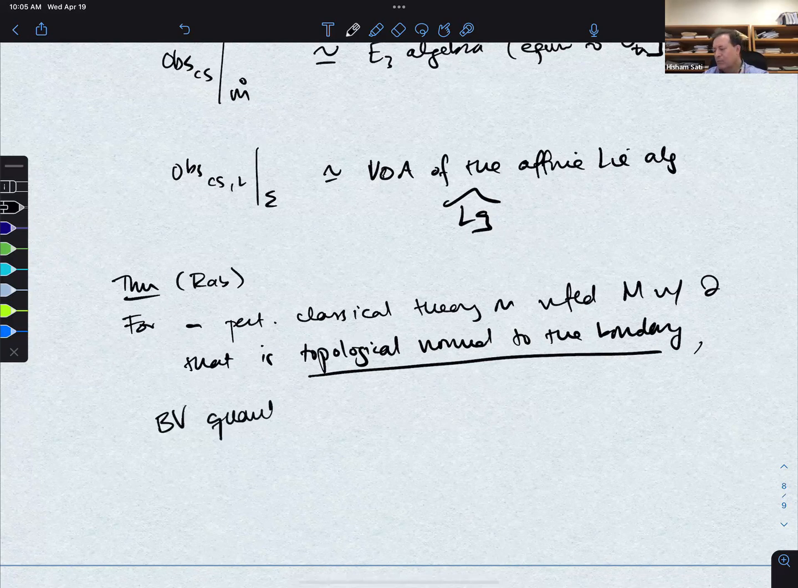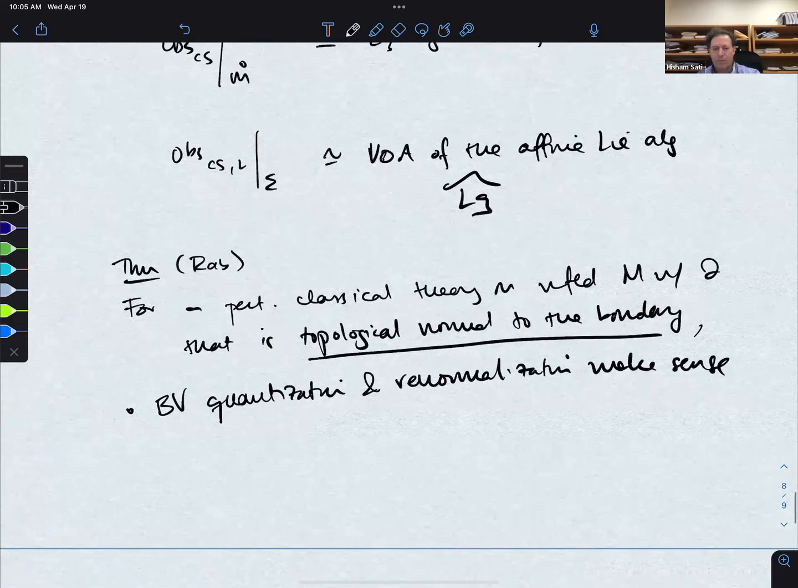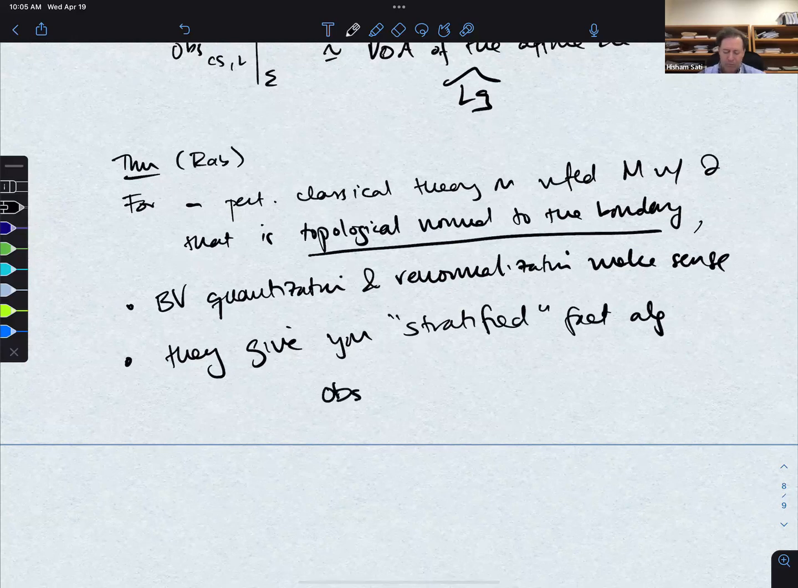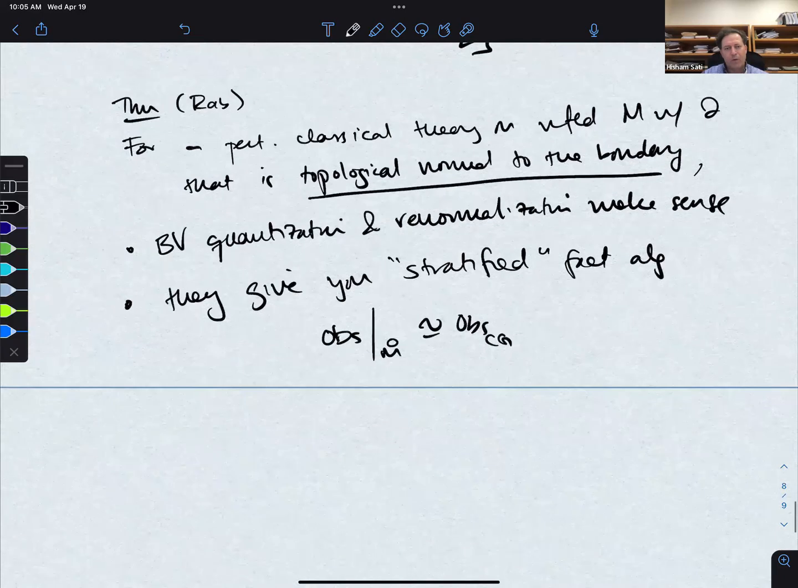BV quantization and renormalization make sense in the Euclidean case. So he's extending Costello's work, and they give you these stratified factorization algebras, in the sense that the observables in the bulk agree with the observables that Kevin and I built. Along the boundary, it depends on the equations of motion. All right, I'm going to stop there. Thank you for listening. And I'm happy to take questions.